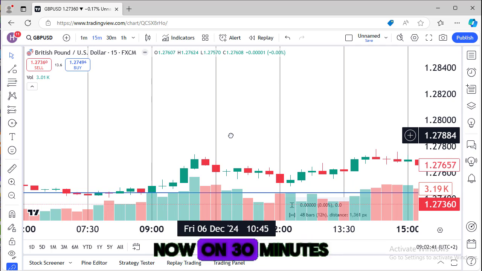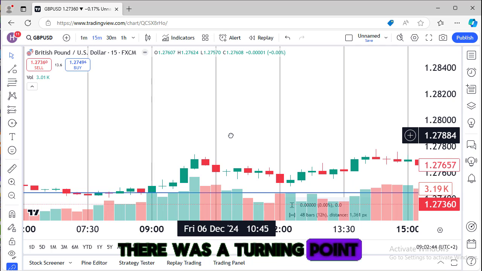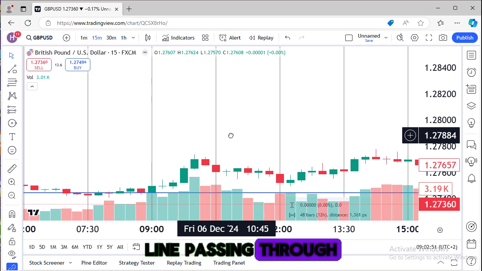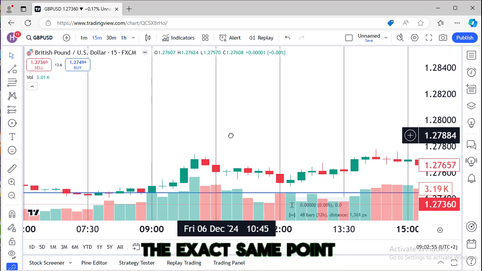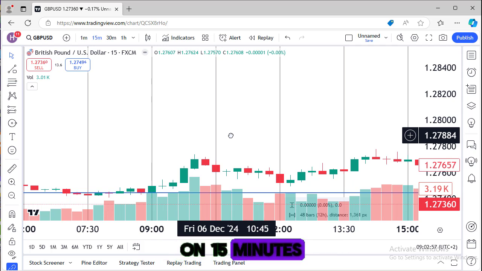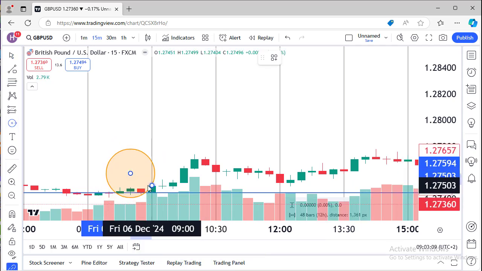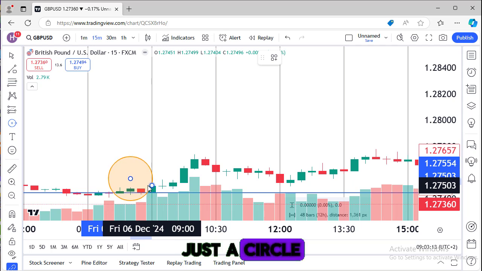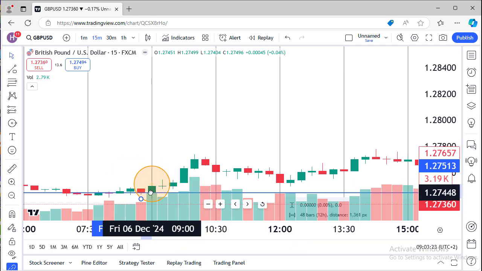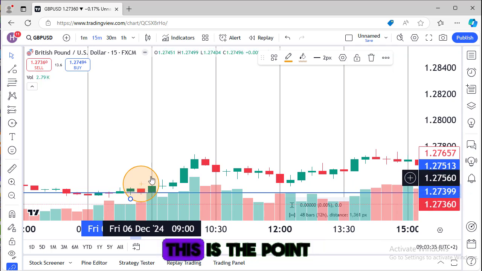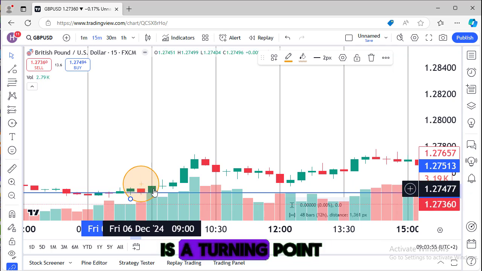Now, on 30 minutes, there was a turning point. I put a line through it. On 15 minutes, I have seen the line passing through the exact same point. Now, this is that point here, the circle there. Adjust the circle to, okay, so sell buy. This is 15 minutes.